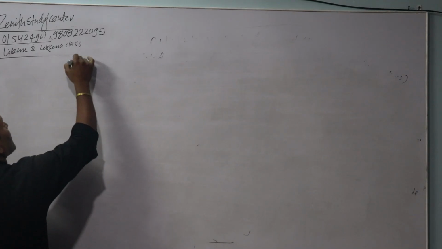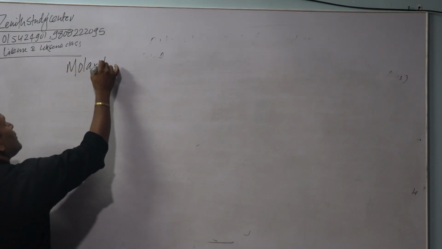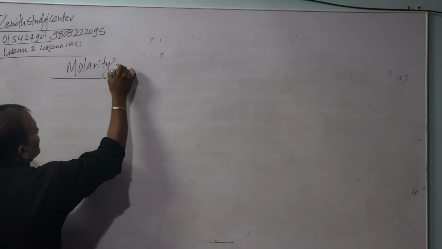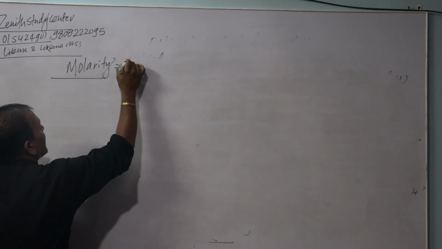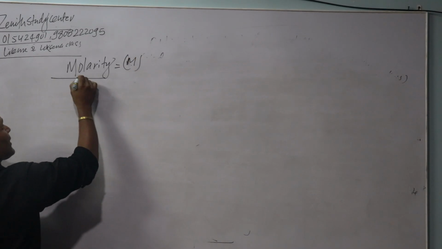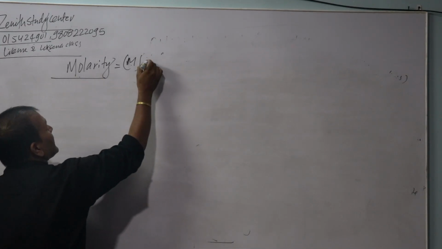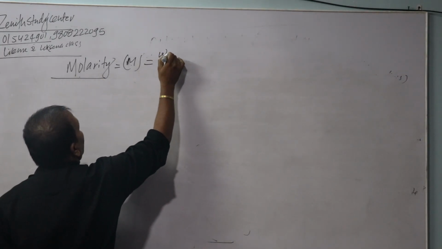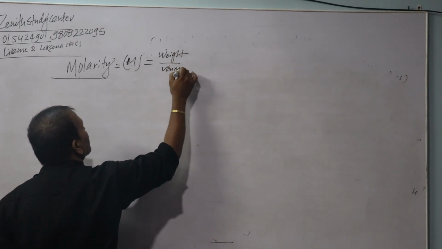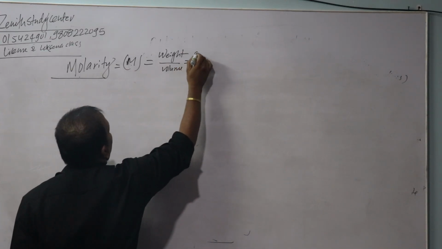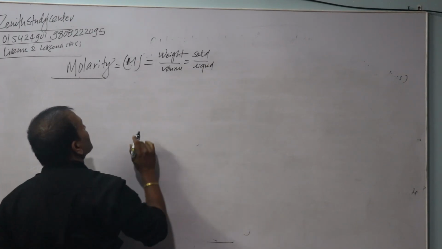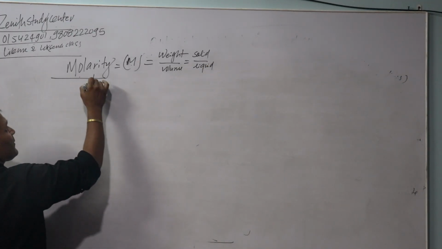So first of all, what is molarity? Firstly, we symbolize it by capital M. Molarity means weight by volume of solution, or solid by liquid preparation. So what is the definition of molarity?